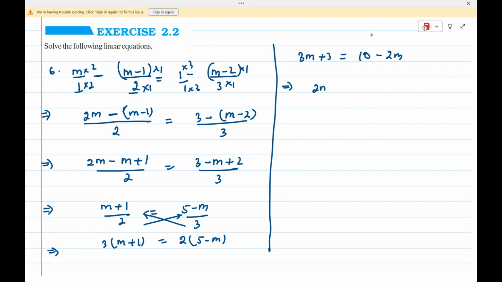Now separate the variable: 2m plus 3m. 3m, and shifting 2m to the left-hand side will become plus; 10 minus 3. Here it is 5m, which is 7. So m is nothing but 7 by 5.